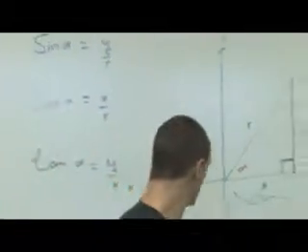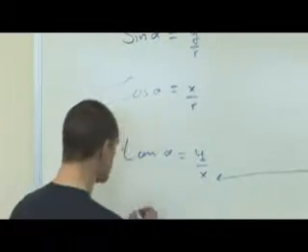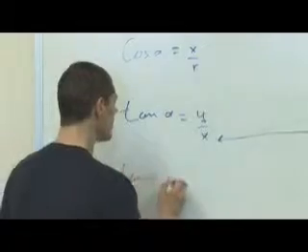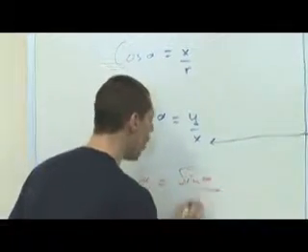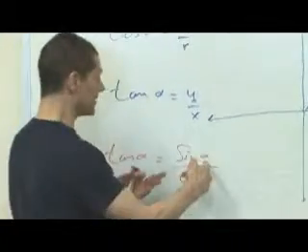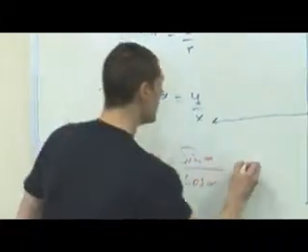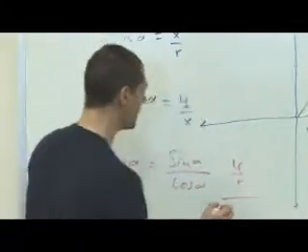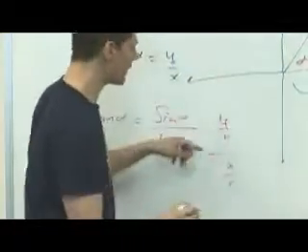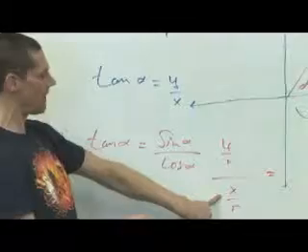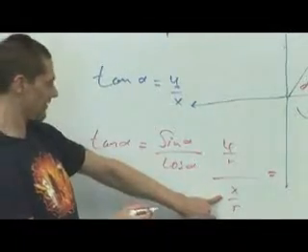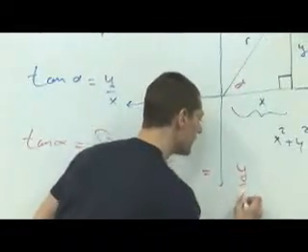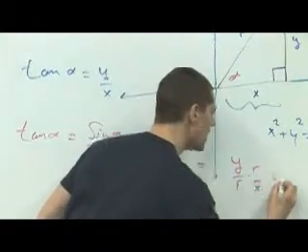And incidentally, that's because tangent is defined as this. Tangent alpha is sine alpha over cosine alpha. Sine alpha, once again, was y divided by r. Cosine alpha is x divided by r. Hopefully everybody remembers when you divide by a fraction, it's the same as multiplying by the reciprocal. This is y divided by r times r divided by x. This is y divided by x.